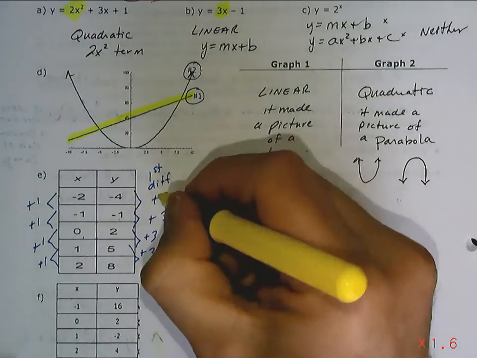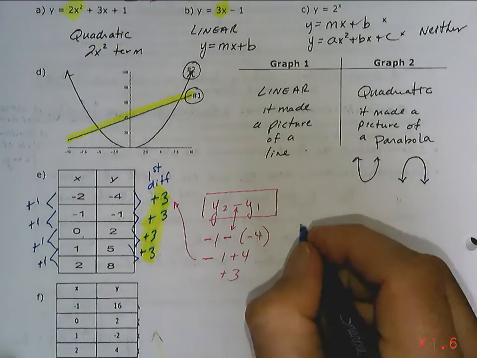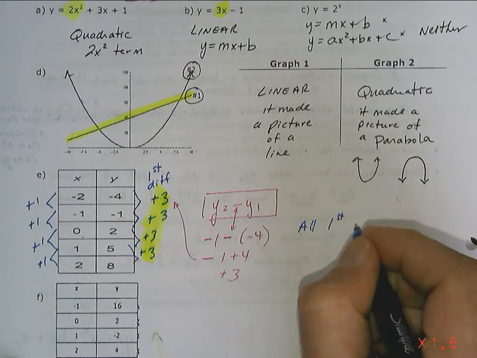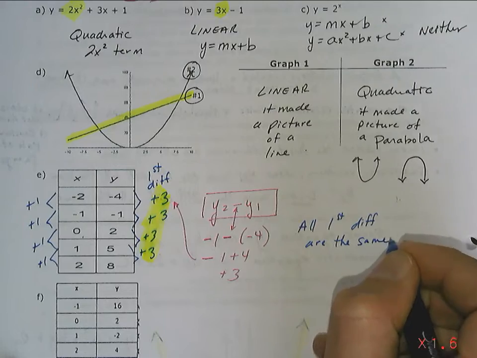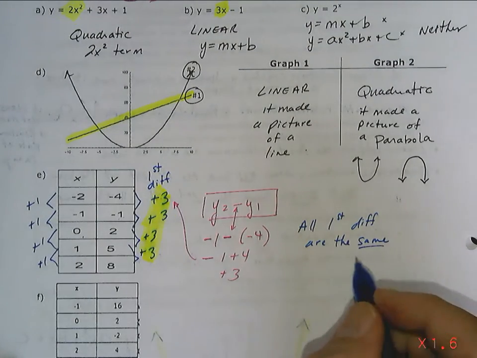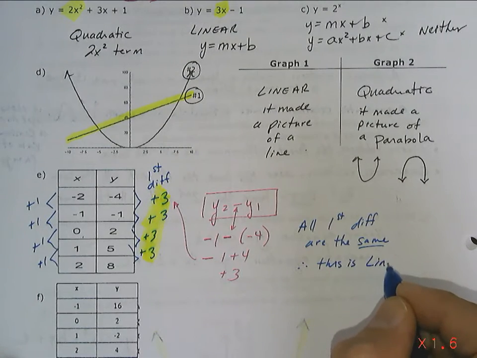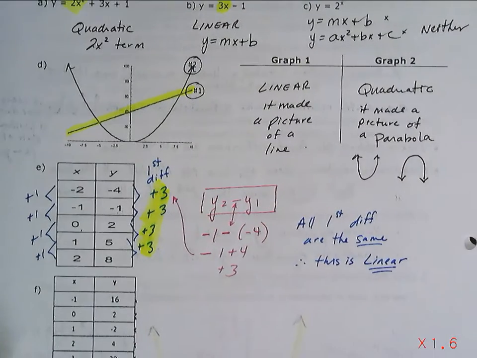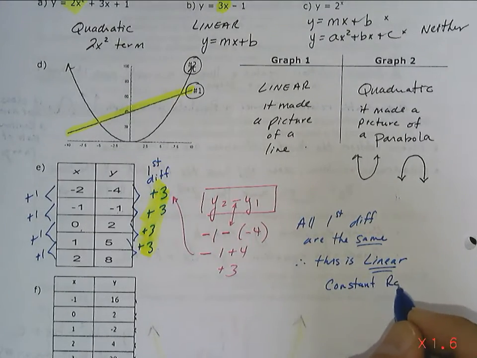All of the first differences are the same. They're all the same. All first differences are the same. I don't care what they are. The fact that they're 3 is lovely, but I wouldn't care if they were 5, 7, 8, -2, whatever. The fact that they're all the same means this is linear. It has a constant rate of change, doesn't it? It has a slope. Constant rate of change.